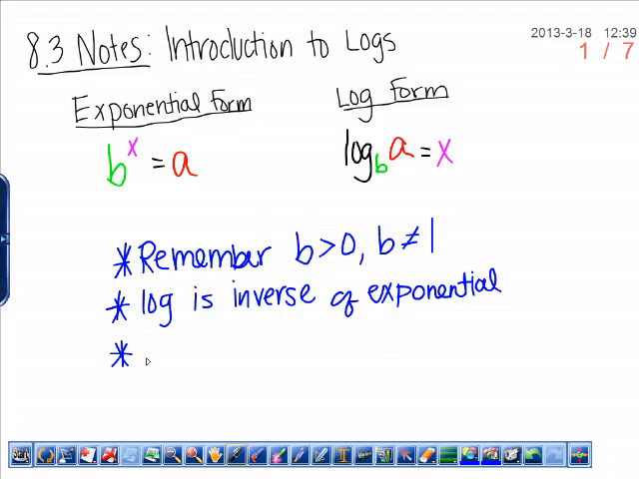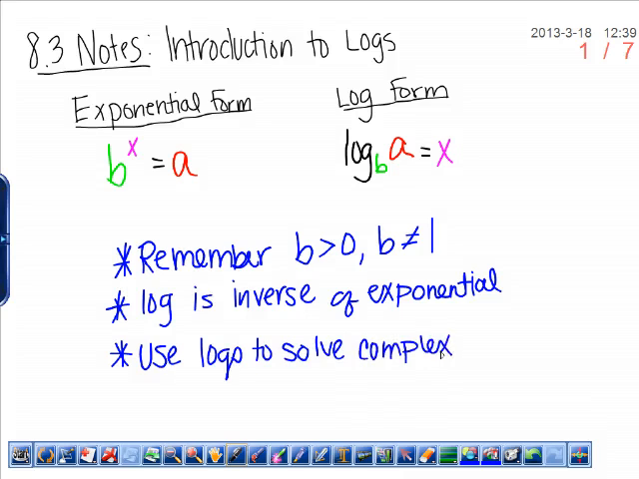And the whole reason we really use logs is to solve exponential equations that aren't simple. Okay, and I'll show you what I mean by that. But the idea is that we're going to use logs to solve complex exponential equations. Here's what I mean by that.